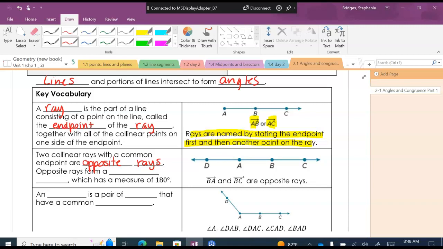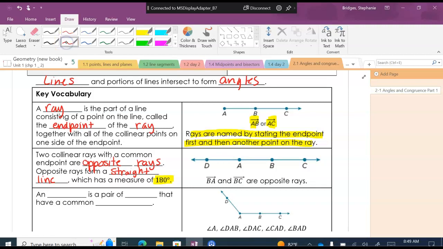Two collinear rays with a common endpoint are what we call opposite rays. Opposite rays form a straight line, which has a measure of 180 degrees. Anytime you have a straight line and I ask you how many degrees it is or what's its measure, it's 180 degrees.